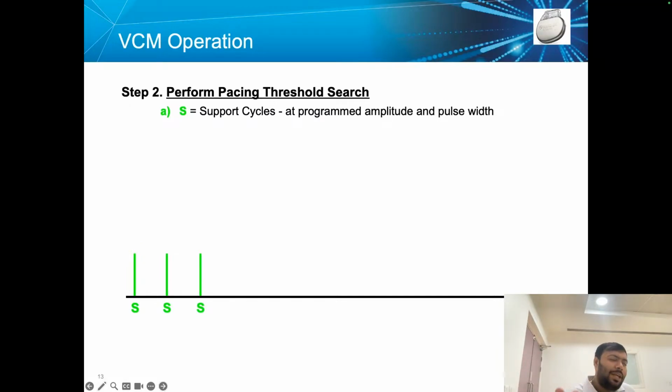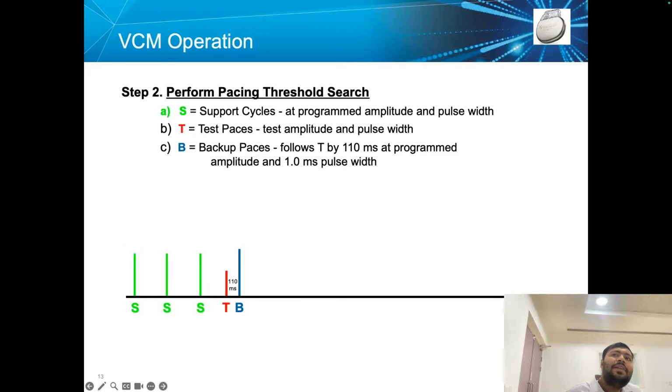So to check the threshold, the device will set the platform first. Here it is giving 3 support cycles. These support cycles will be at the programmed amplitude and pulse width. After that, it will give one test pulse. That is our threshold search. It is going to give a minimum output or maximum output, according to the device.